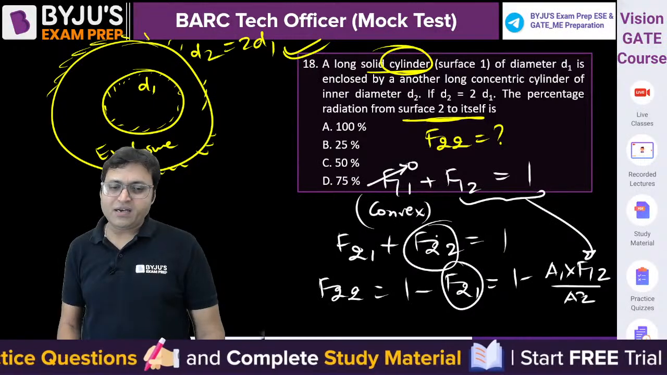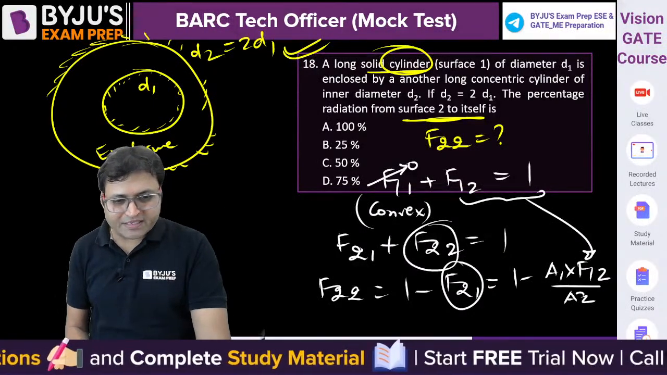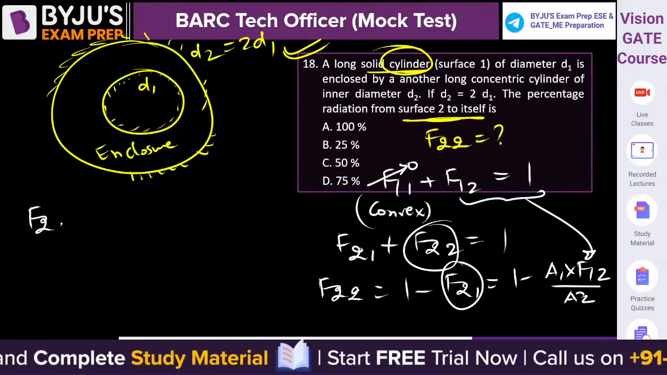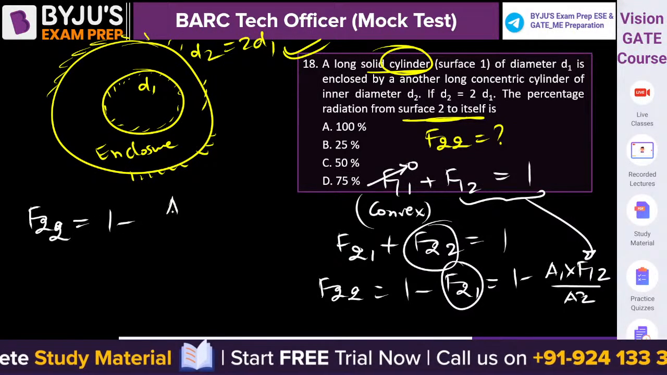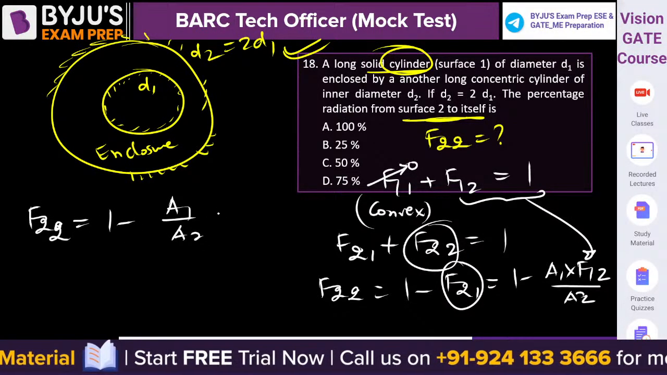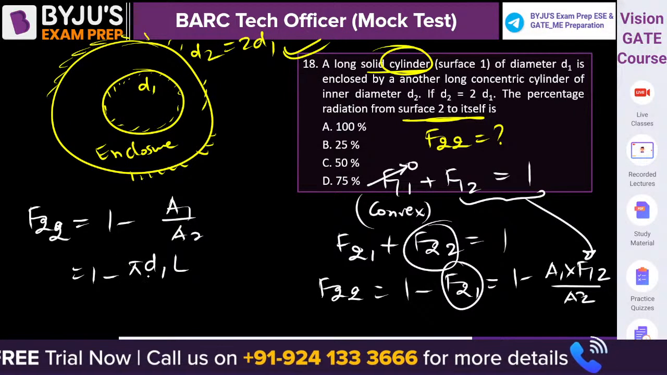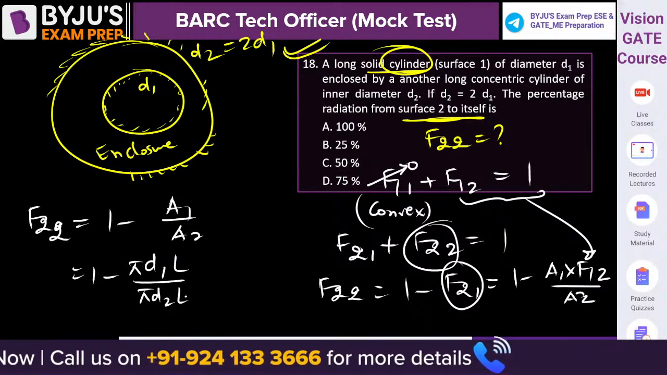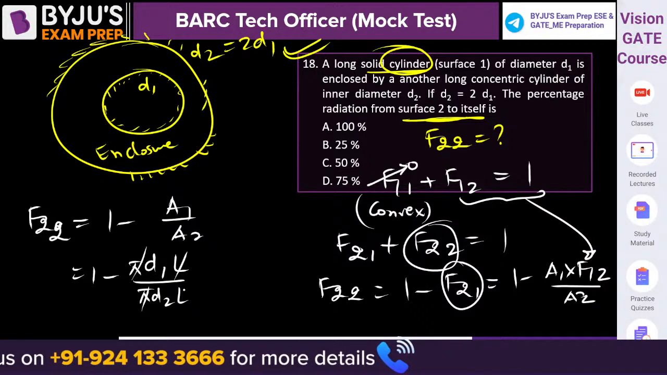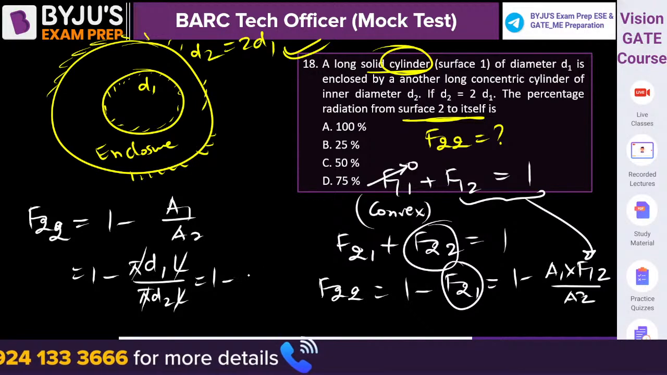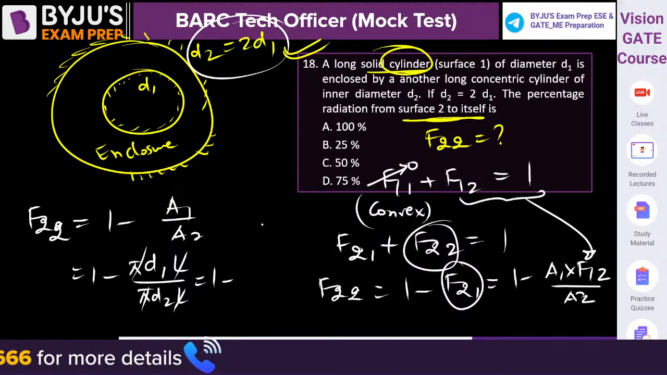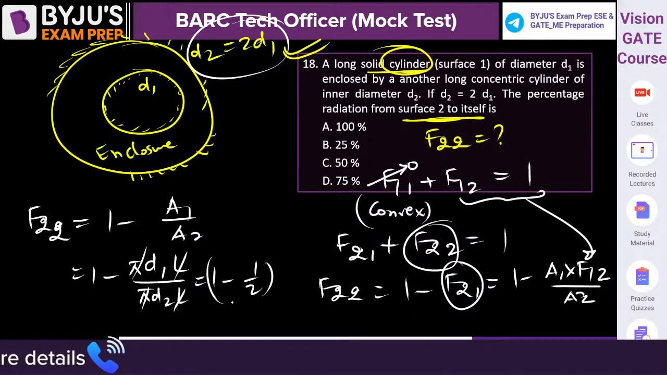F12 is 1. So F22 is equal to 1 minus A1 by A2. Or we can say that is equal to 1 minus pi D1 L upon pi D2 L. Pi L gets cancelled out. So 1 minus D1 by D2. What is D1 by D2? That is 1 by 2. That is equal to 0.5.